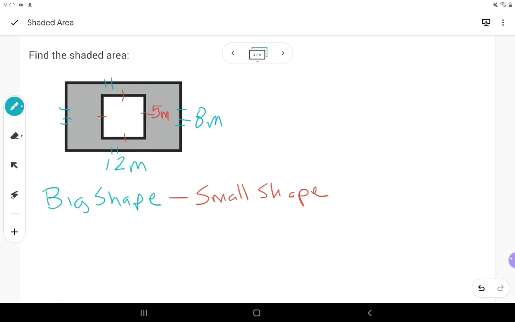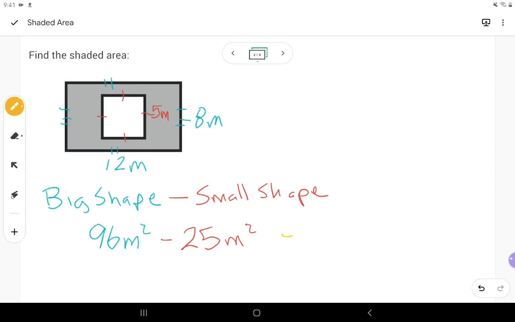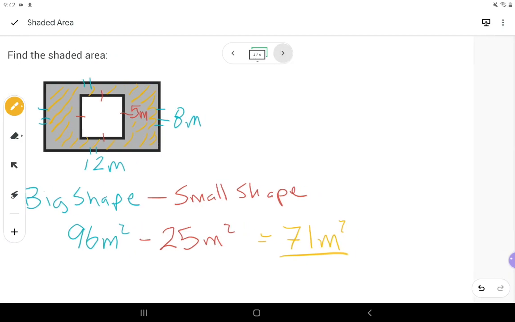So our big shape, that rectangle we had, was 96 meters squared. The square was 25 meters squared. When we subtract 25 from 96, we get 71 meters squared. So that means that the part that was shaded in gray, this area here altogether, is 71 meters squared. And that's how we find shaded area. We essentially take the big shape, find its area, the small shape, find its area, and then subtract them.